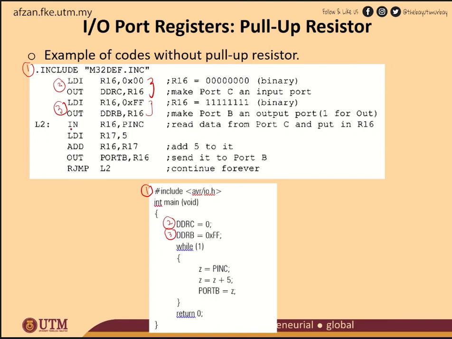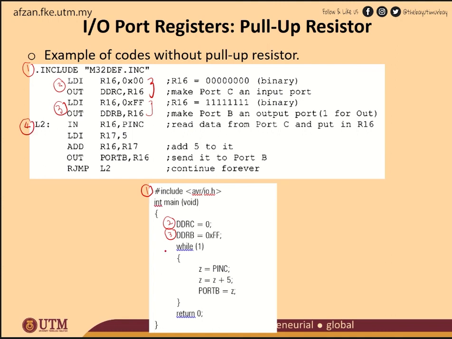Okay, next. IN R16, PINC, means that you want to read data from pin C and put it to R16. Okay, LDI R17, 5, put 5 to your R17, ADD R16, R17, OUT PORTB, R16, RJMP L2. Okay, so we look at this loop here, RJMP L2, so it will keep repeating continuously. So this is step number 4.